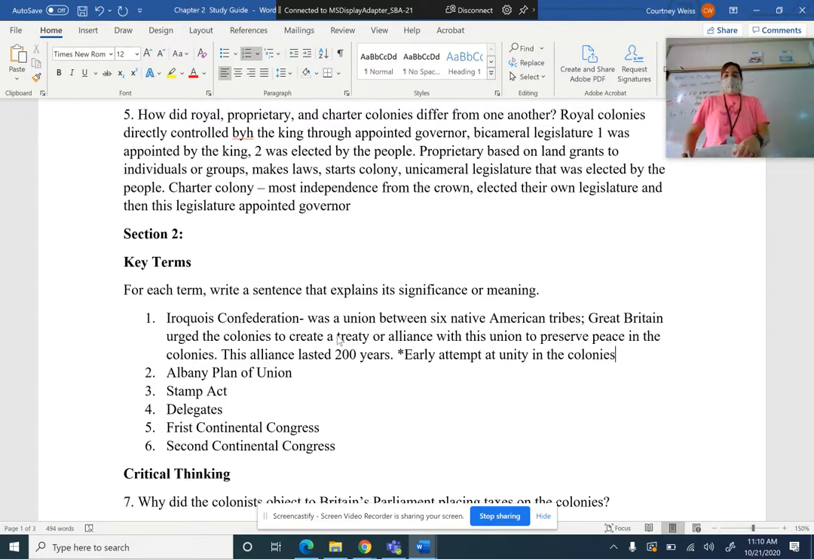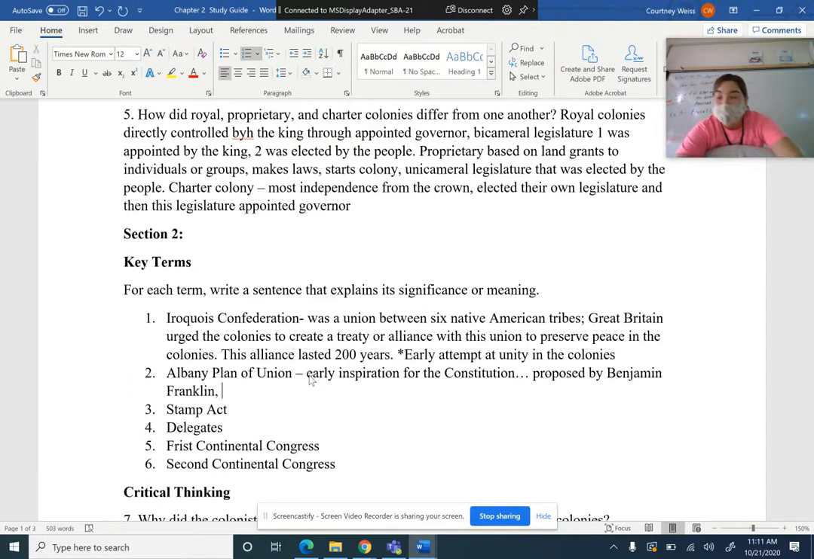Okay. Albany Plan of Union. Can anybody tell me anything about this? Go ahead, Zoe. First draft of the Constitution. It's not that it's wrong. It's an early inspiration for what soon would become the Constitution. But more importantly, I want to talk about the fact that it was proposed by Benjamin Franklin. What else? Go ahead, Hannah. Called for a council of representatives appointed by the colonial assemblies.